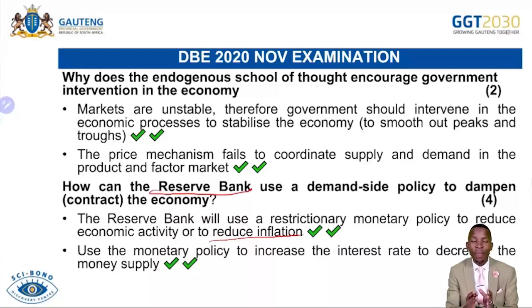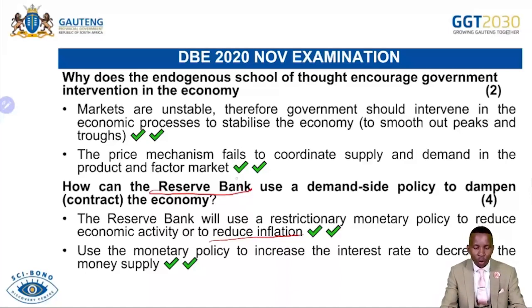So you need to be very, very careful as you attempt to answer this question. It might be easy for you, but you make a mistake by choosing the fiscal policy in this case, knowing exactly that Reserve Bank is only using the monetary policy. So as you respond, be careful, ensure that you use the relevant context as you answer questions.